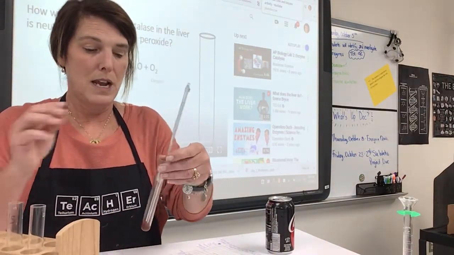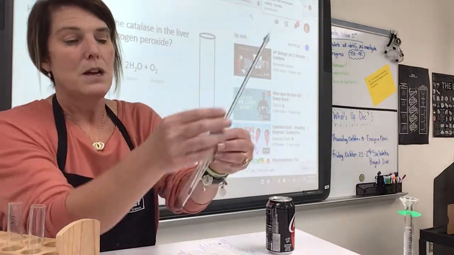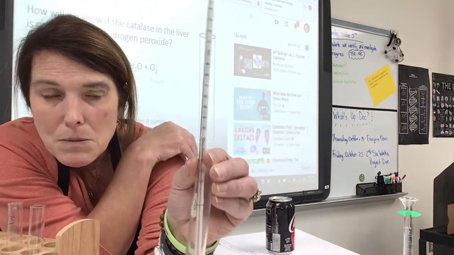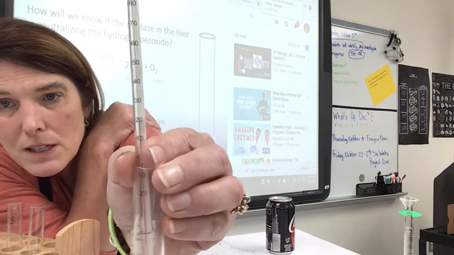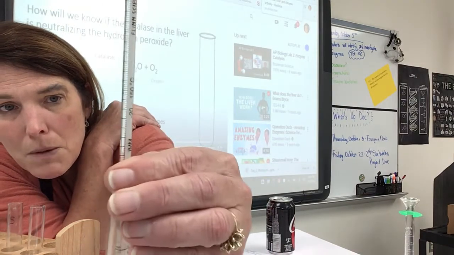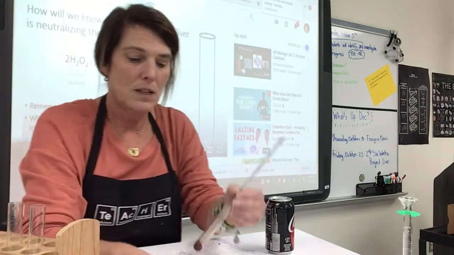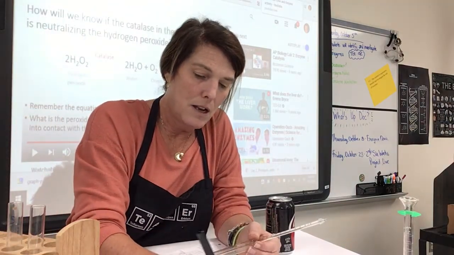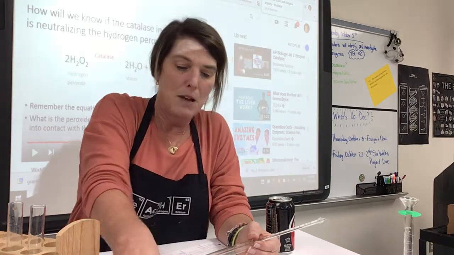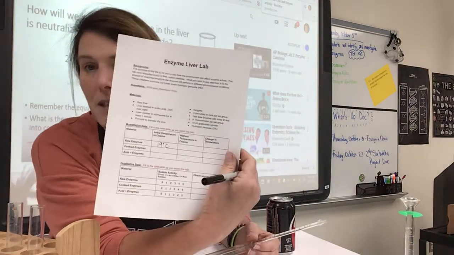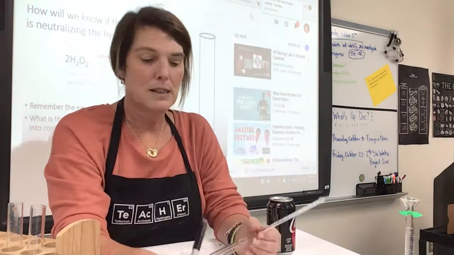We'll have to determine how we know that in a minute. Okay, so I'm looking at my thermometer here, and I don't know if you can see in there real close, but I am getting about 19 degrees Celsius. So on my lab sheet, my initial temperature is 19 degrees Celsius.